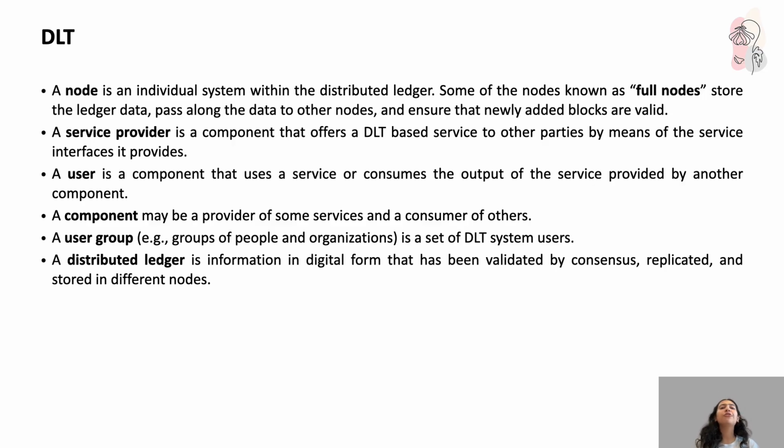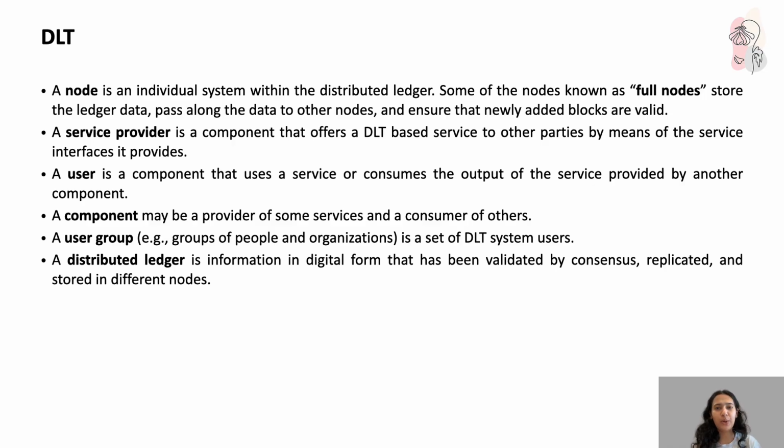Some nodes are called full nodes. Then you have the other nodes as well, and we'll be taking one each. The full nodes go the extra mile. They store the entire ledger, they pass the information to other nodes, and they validate every new block that is getting added. They are actually the gatekeepers of your network.